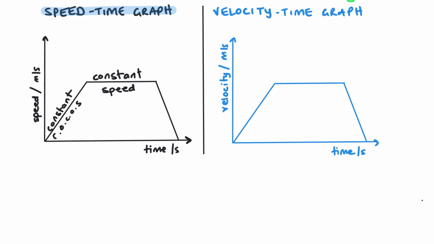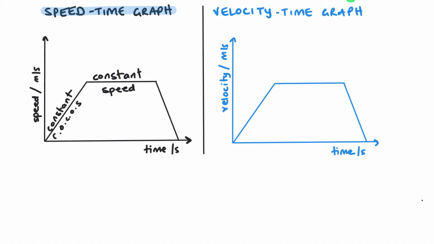So just take care not to confuse the horizontal line that we get in a distance time graph, which means the object is stationary, whereas here the horizontal line on a speed time graph means that we're moving at a constant speed. The only time an object will be stationary on a speed time graph is if the graph itself is at 0. So the line needs to be right down at 0 in order for it to be stationary.